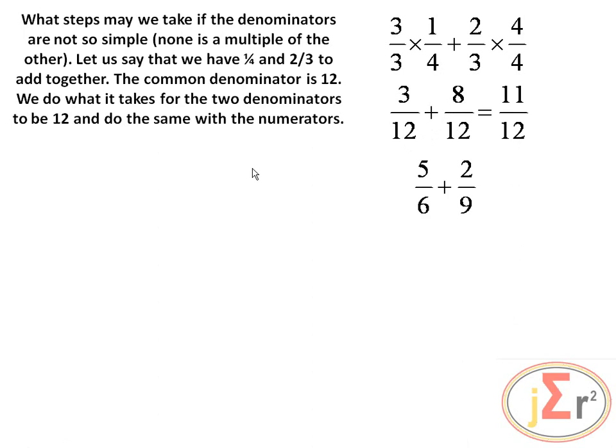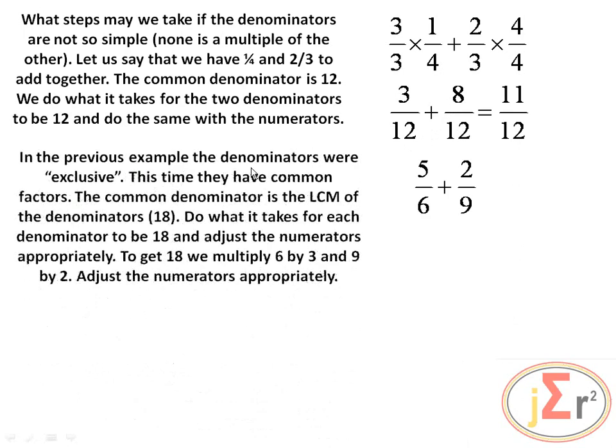There we have another one. In the previous example, the denominators were exclusive. That means that they exist in such a way that they do not have common factors. So the denominators did not have common factors. This time they have common factors. Well, they have a single common factor, if we're not thinking about 1, because 1 is a factor of every number. So they have a common factor of 3. So this time they are not exclusive.